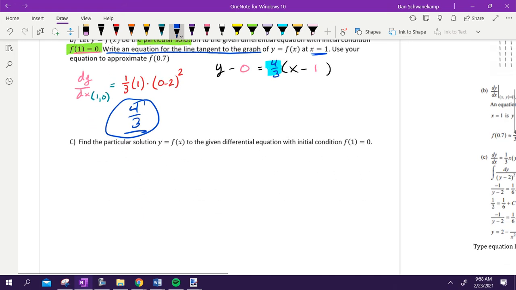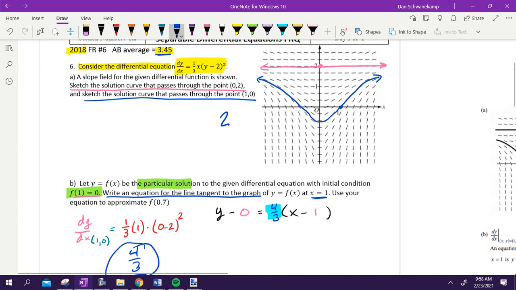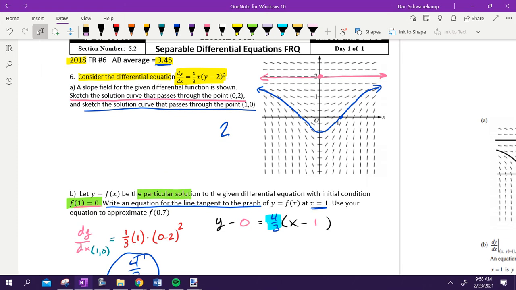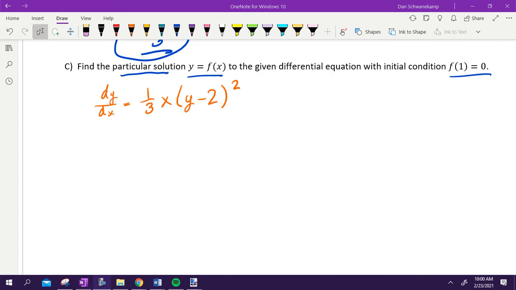Part C says, find the particular solution to y equals f of x given the differential equation and with the initial condition of f of 1 equals 0. What does that mean we're doing? Separate, integrate, solve for C, solve for y, and options. Get started with that. Go. We're going to start off by separating. No, I'm sorry, I drew an integration sign when I said separate.